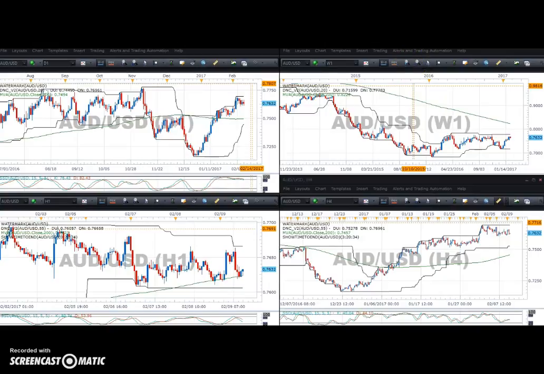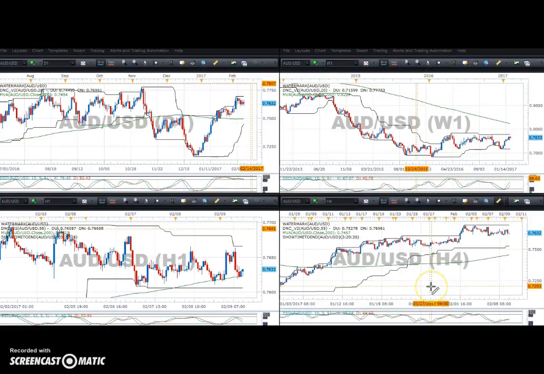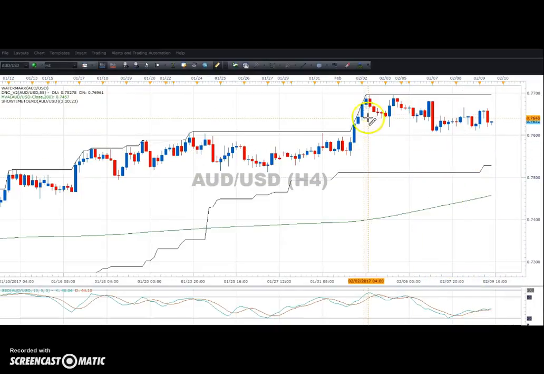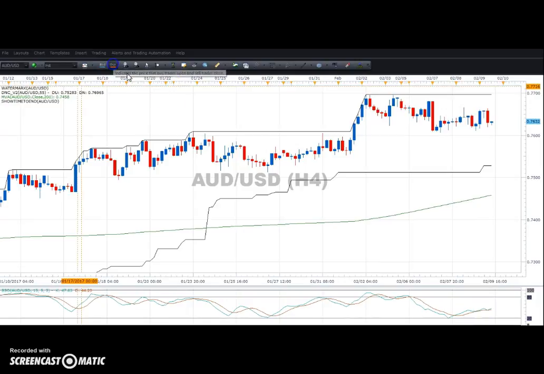So what I'm looking for here for an entry is if and when price action on this 4 hour chart pulls back a little bit, maybe to the midpoint of the Donchian between the upper and the lower Donchian channel. If price action on the 4 hour chart takes out that upper channel line, which is at this point, let me get it close for you, 0.7696, that would be an entry point if I choose to take it.